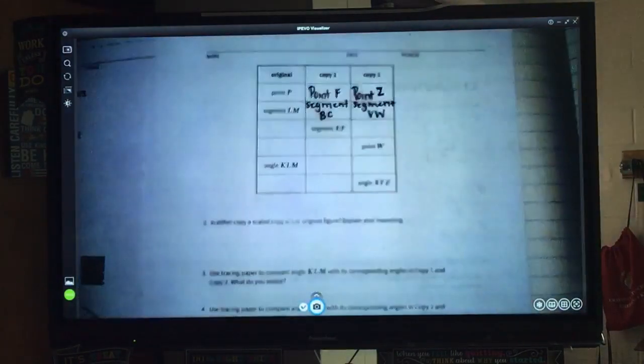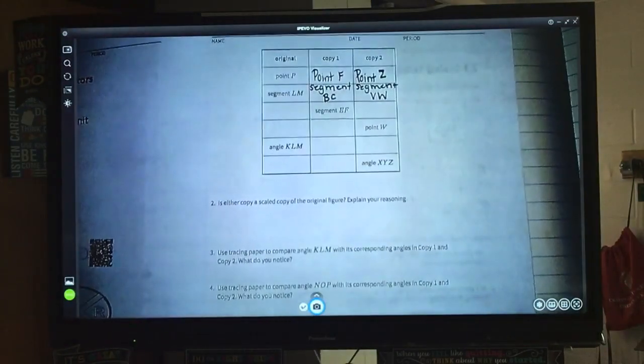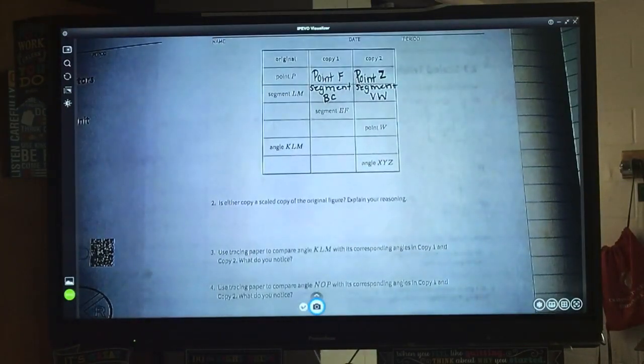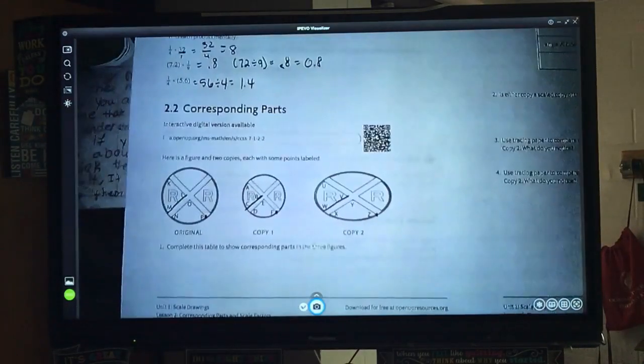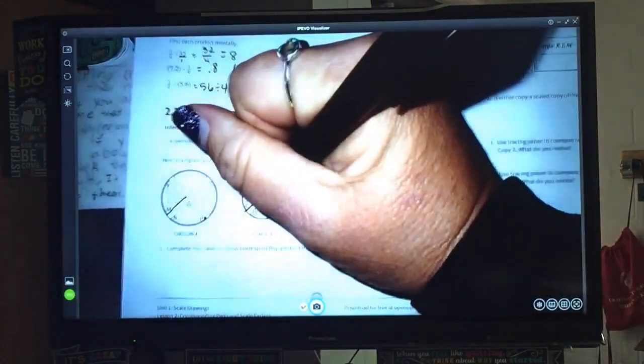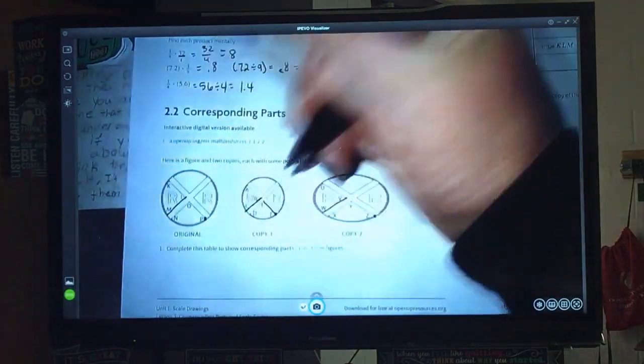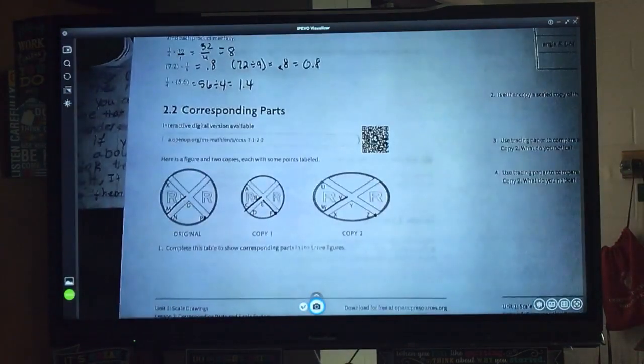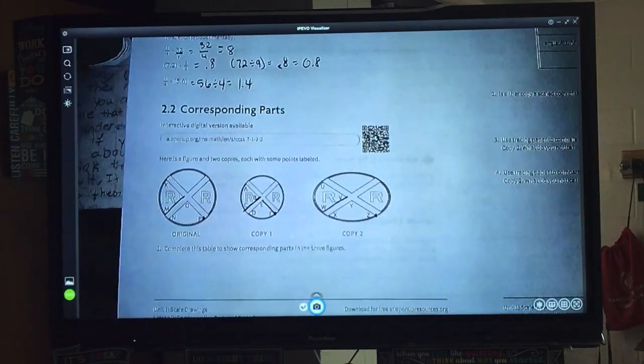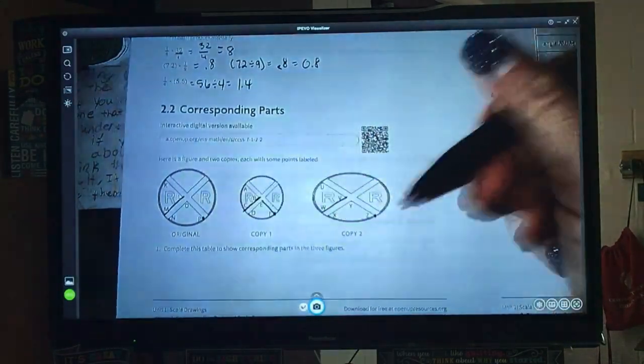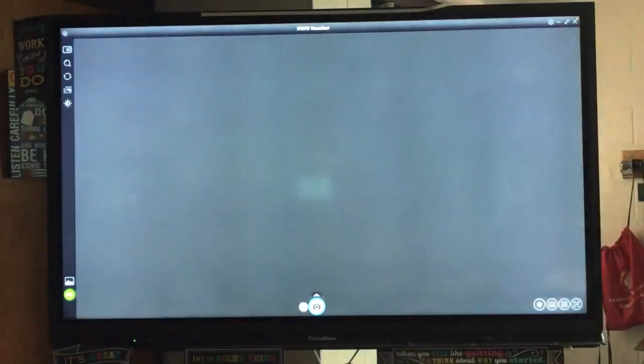Alright, so now we're looking at our copy 1 and we're finding for the original and for copy 2. So we're looking for line segment EF. So line segment EF on copy 1 is right here. So I want you to fill in your chart for the original that matches this line right here and for copy 2. Give me a thumbs up when you have that done.